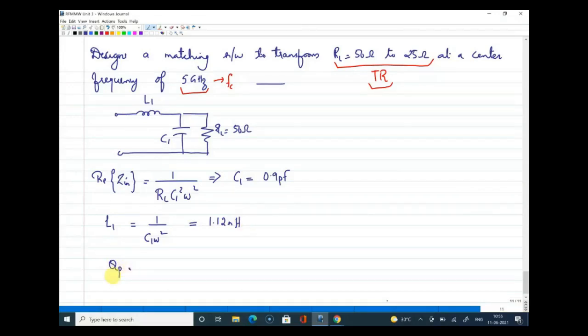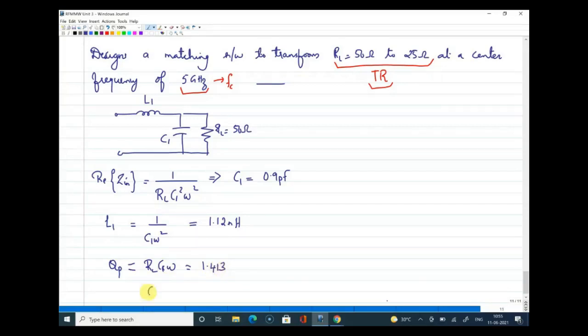The Q factor can be verified in different ways. Now if I take the Q factor equation as RL into C1 into omega, and substitute the values here, if you do this calculation, I think you will get it very close to 1.413. Right, the Q factor is only 1.413.